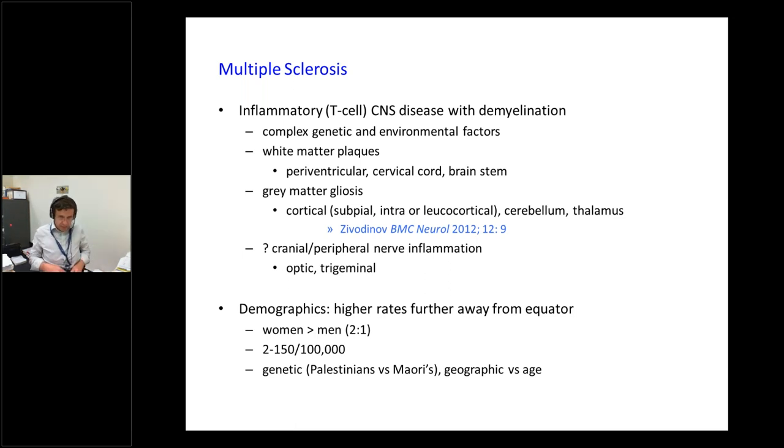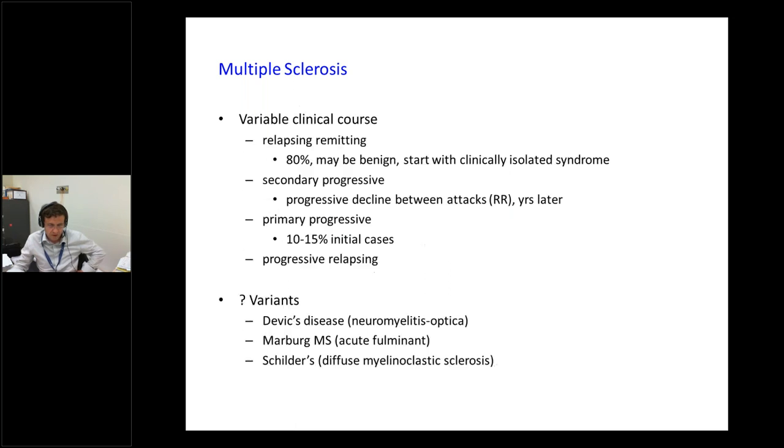There's this unexplained association with colder temperatures. It's really coming away from the equator, but then there's some variations there. The Palestinians have a higher rate than the Maoris, so there's a genetic influence there. So it's very difficult to understand. There appear to be some markers in the blood and in the CSF, but they're not consistent. So it's likely there's more than a couple of different mechanisms happening, and one person's MS might be different to another person's MS in actual mechanism.